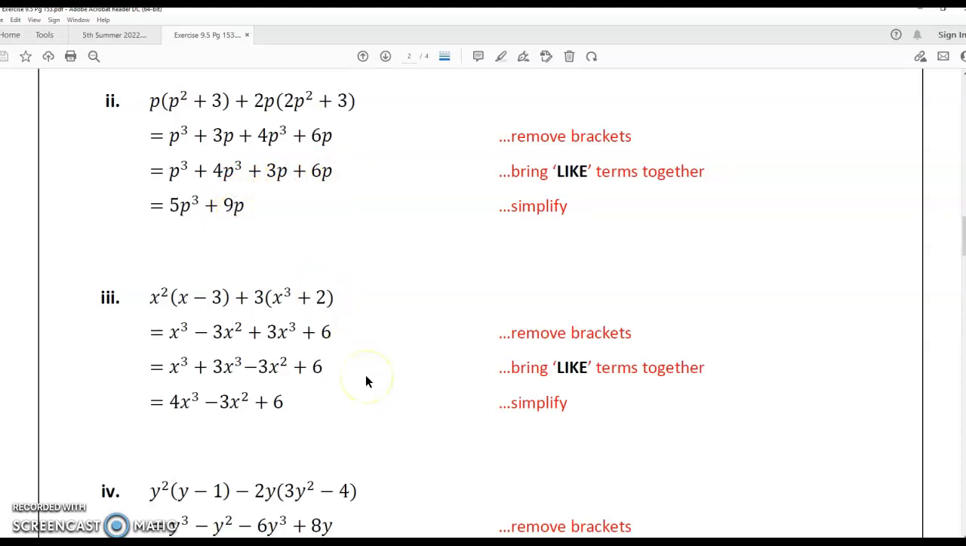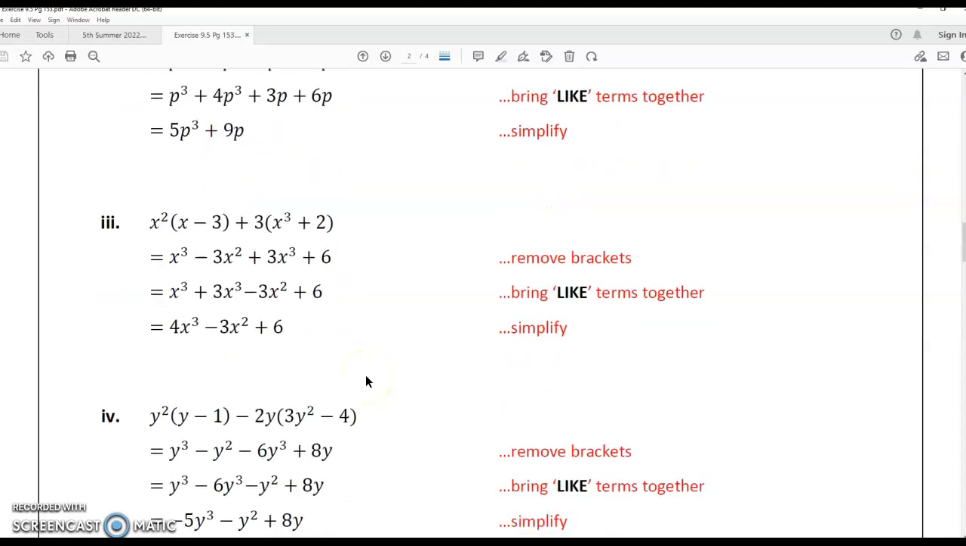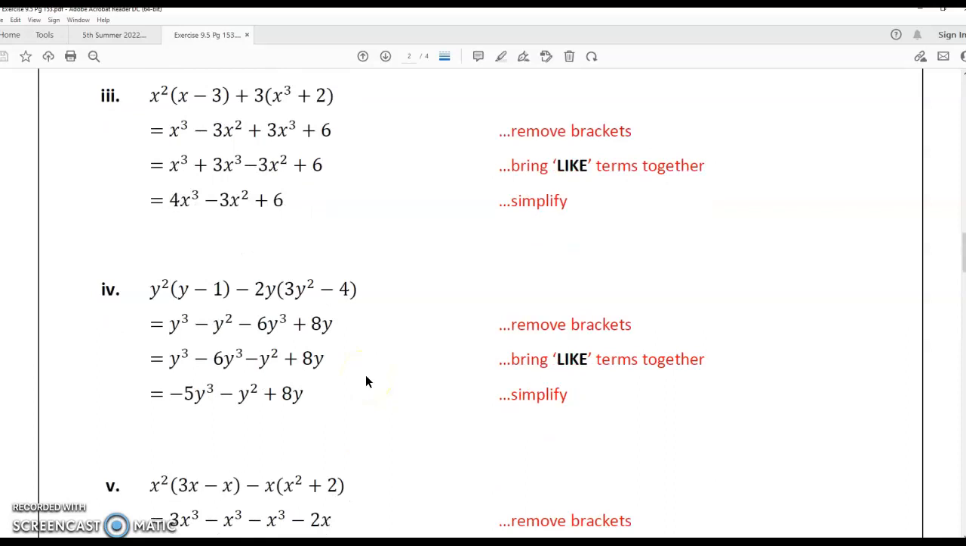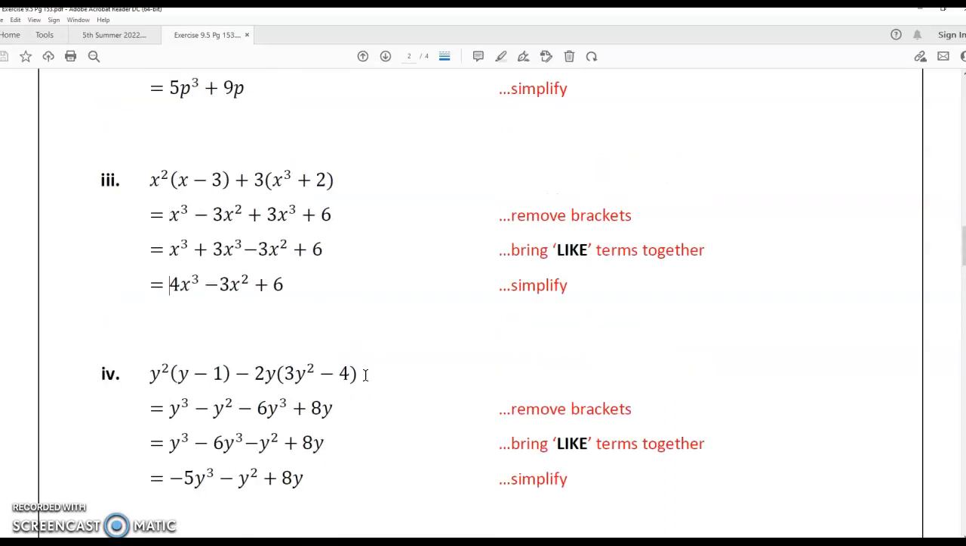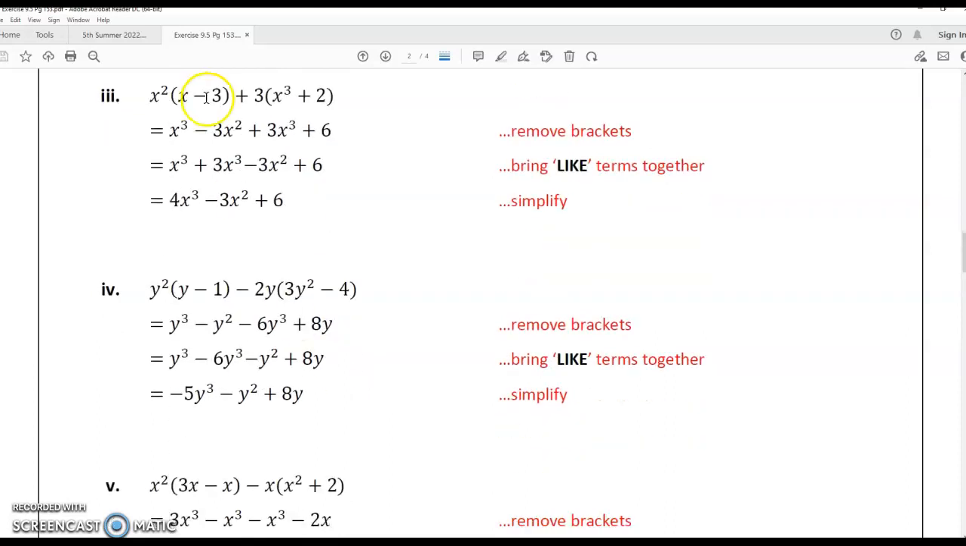Number 3 here, another kind of nice tricky one we've got is this x squared. And in this one it's x squared times x minus 3 and plus 3 times x cubed plus 2. So we've got x squared by x giving you x cubed. Remember there's a silent 1 there, and when you're multiplying things that have the same letter you can add the powers. 2 and 1 giving you 3. X squared by minus 3 gives you minus 3x squared, and plus 3 by x cubed gives you 3x cubed, and 3 by 2 gives you 6.